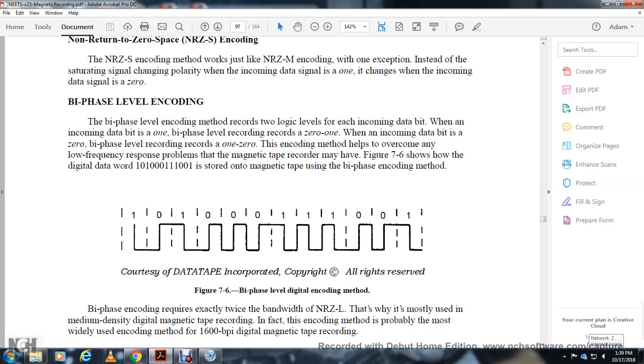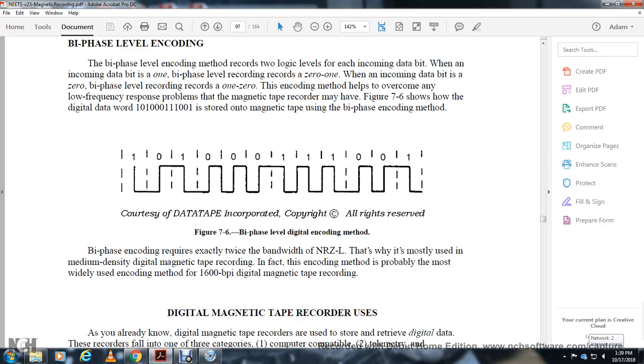Biphase encoding requires exactly twice the bandwidth of non-return to zero level. This is mostly used for medium density digital magnetic tape recording. In fact, it is probably the most widely used encoding method for 1600 bits per inch digital magnetic tape recording.